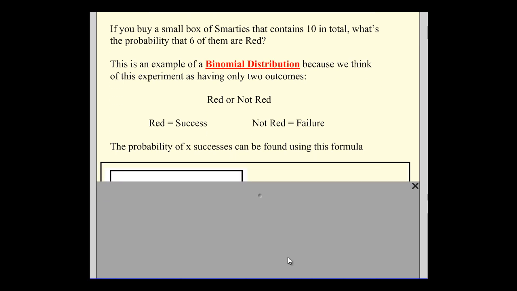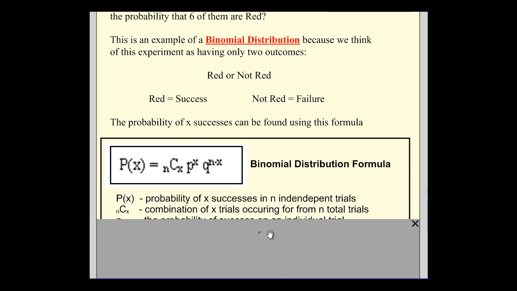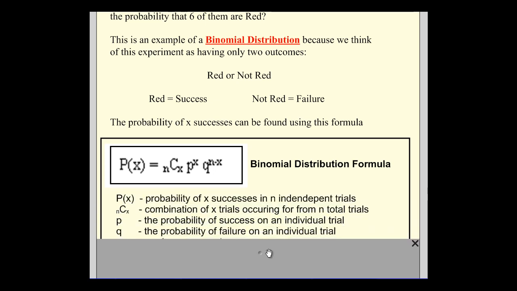So here comes the new formula we're going to use for binomial distributions. Okay, so the binomial distribution formula reads like this. There's a combination out of n trials, and x are a success, and then you have p, the probability of a success, and q here is the probability of a failure. So here's how the whole thing reads. P of x, that's the probability of x successes in n independent trials. nCx is a combination of x successes occurring from n total trials. And p and q are the success probability and failure probability.